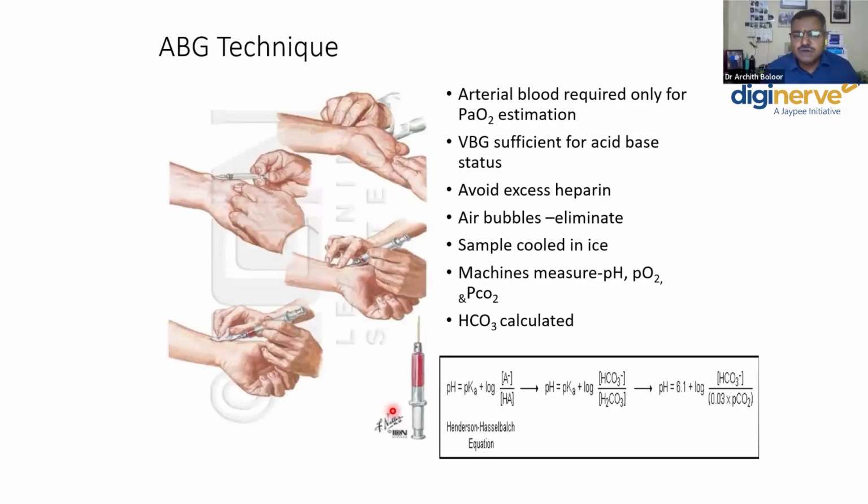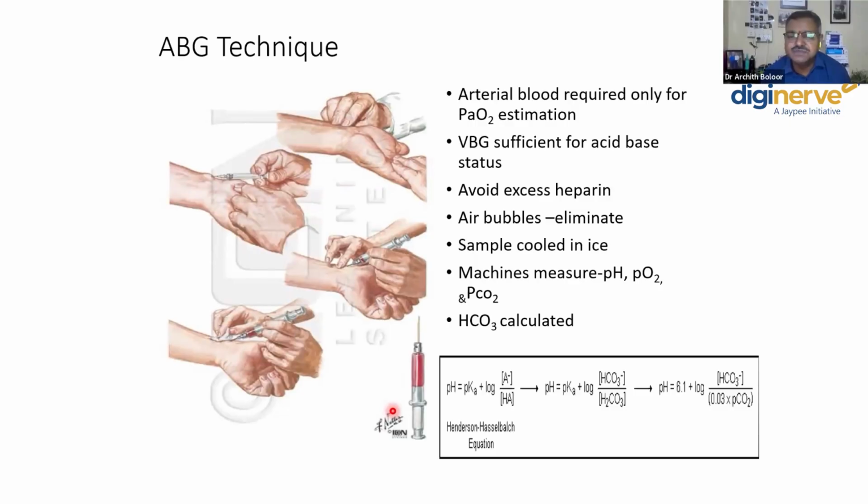Normally we do it in the radial artery, and it can be done in other arteries also. Femoral is easily done. Radial is ideally done. You can do it through other arteries also. So arterial blood gas is needed primarily for the estimation of the partial pressure of oxygen. That's what you have to remember. VBG is okay for all other purposes except for PO2. The VBG can give you enough clues and can be done more easily than the ABG.